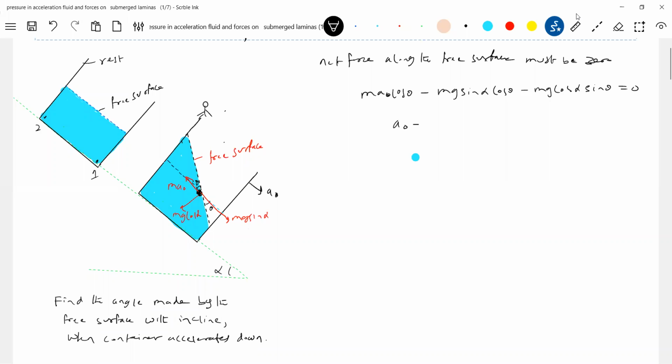Overall, what is a naught? a naught is equal to g sin alpha tan theta. So we have to solve for tan theta. Theta is measured with respect to the incline, not with respect to the horizontal.